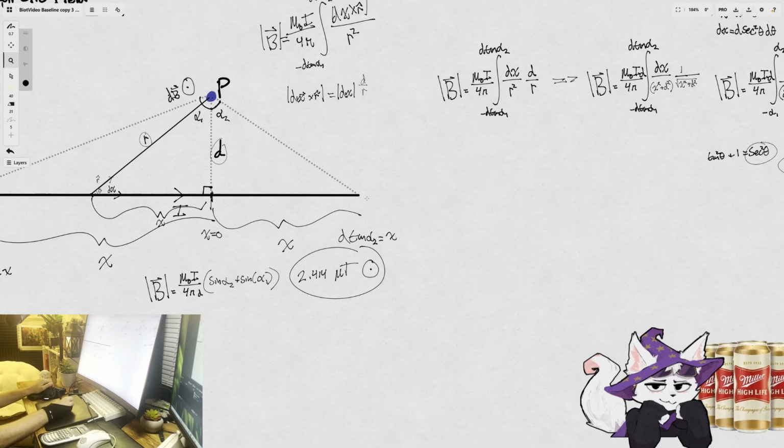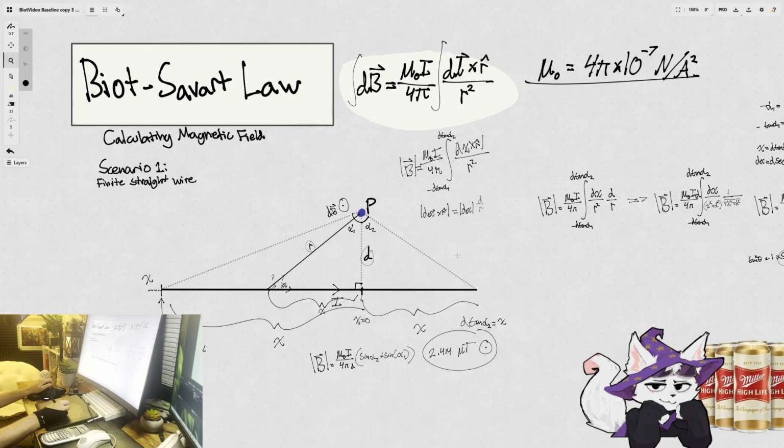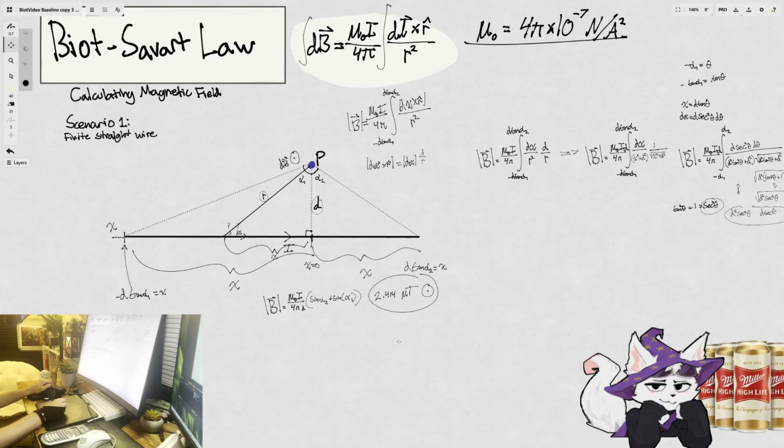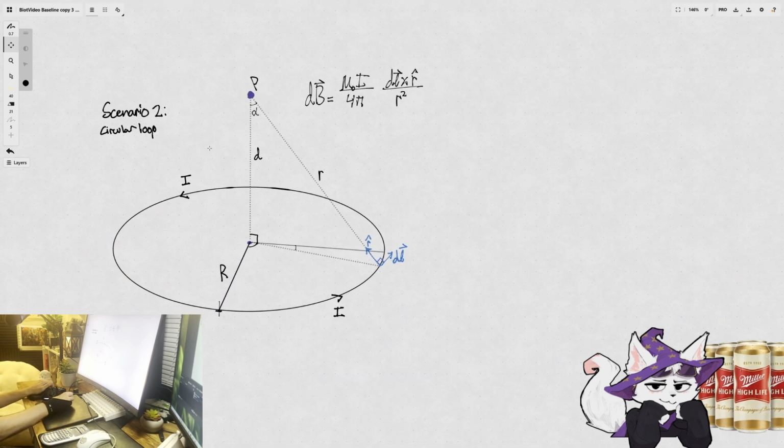Okay, that was kind of a lot, but I have just one more scenario that you guys can work through, or we can work through together. So moving on to scenario 2, we have a circular loop. Now, this looks a little bit intimidating, but we're still using the same equation. All we have to keep in mind is our new geometry, or we need to set ourselves new rules to strategize for our problem here.